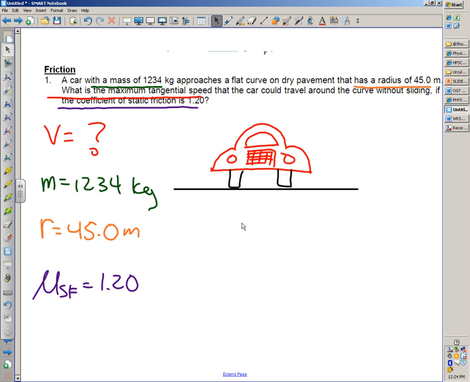This car is undergoing acceleration. There are multiple forces acting on it. Let's draw some forces. What's the first one we could probably put in? Gravity, right? This car has gravity acting on it. Gravity acts straight down on it.